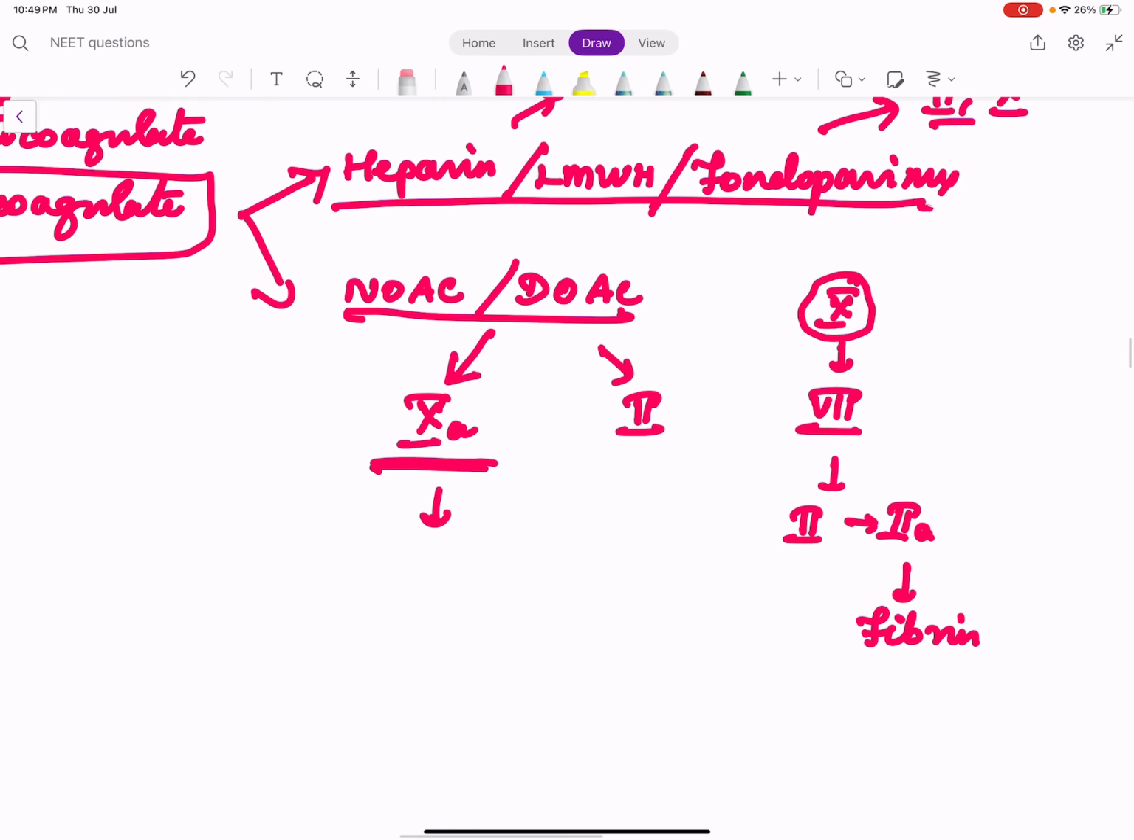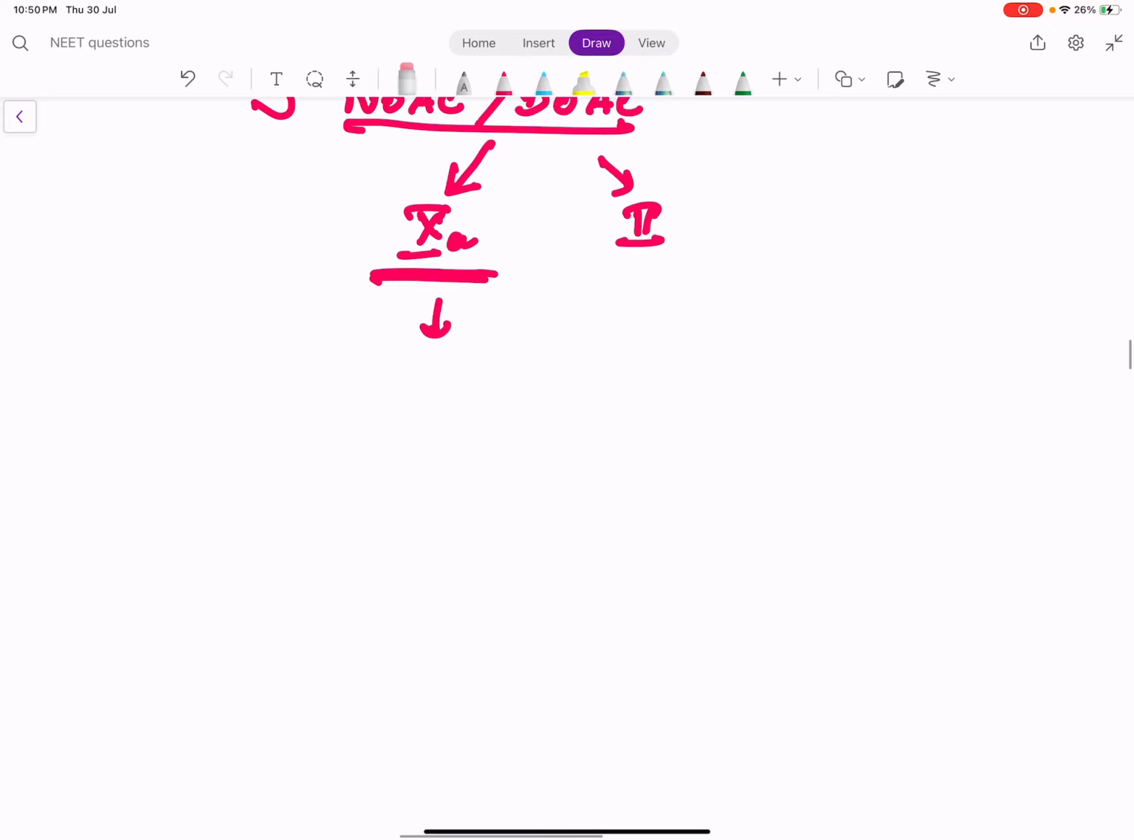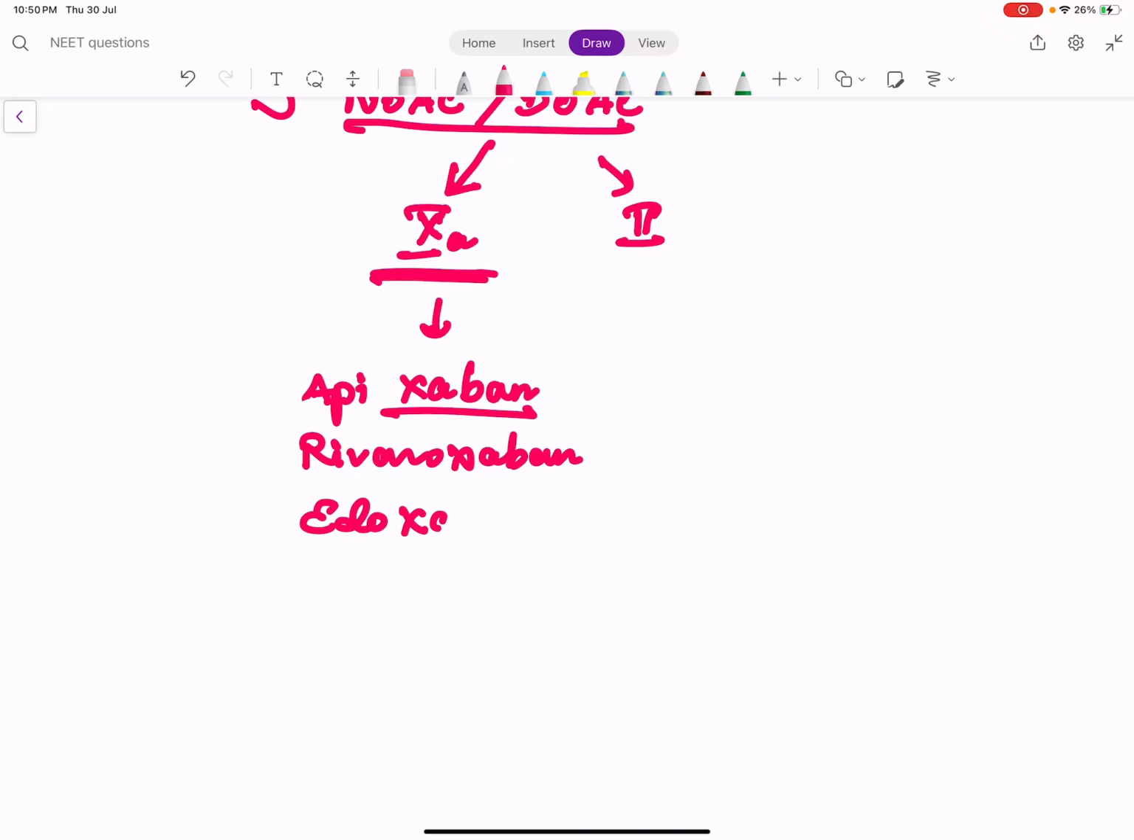Factor 10 is the common pathway where the intrinsic mechanism acts, and the extrinsic mechanism also acts. If we have a chance, we may discuss it later. Just understand that factor 10 is the common pathway and factor 2 is the final pathway. So factor 10A is written in English as Xa. So when Xa is banned, the drugs like Apixaban, Rivaroxaban, Edoxaban are banned. So the Xa-bans are factor 10A inhibitors.